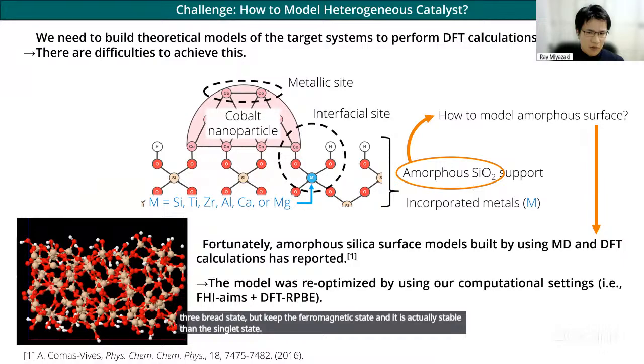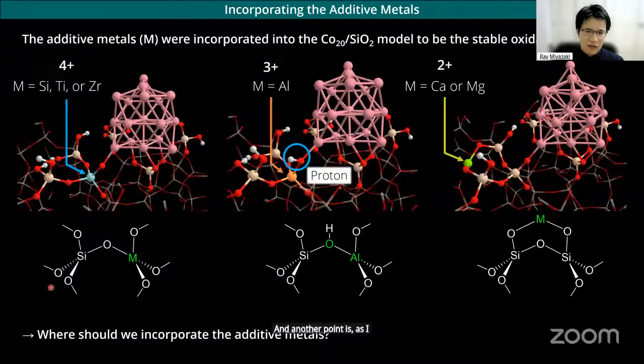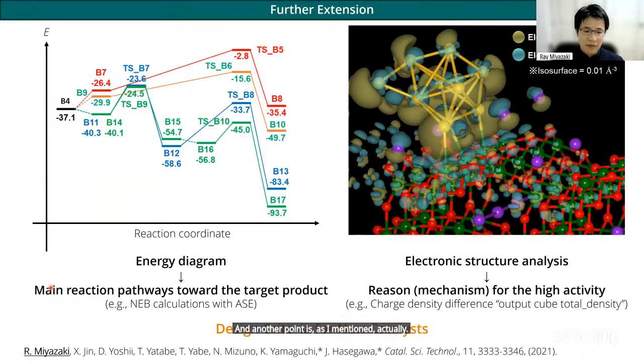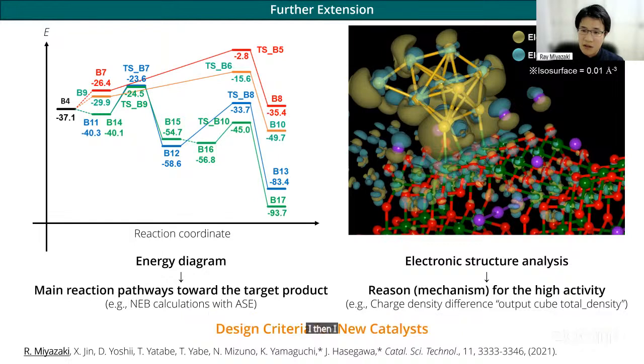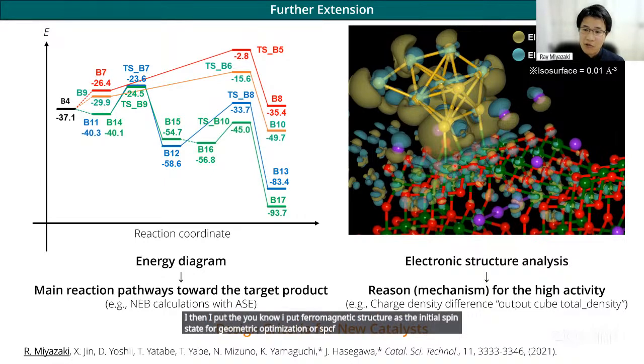And another point is, as I mentioned, in another study, a gold nanocluster is supported on manganese oxide. For manganese oxide, we need to think about the spin structure. In experiments, the anti-ferromagnetic structure is reported as the most stable one, so I put the anti-ferromagnetic structure as the initial spin state for geometry optimization or SCF, and after the SCF we can get the stable anti-ferromagnetic structure.